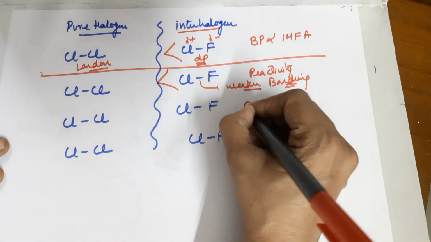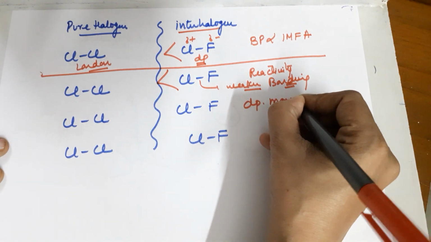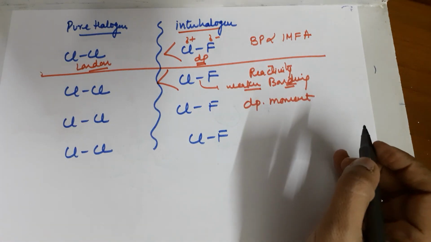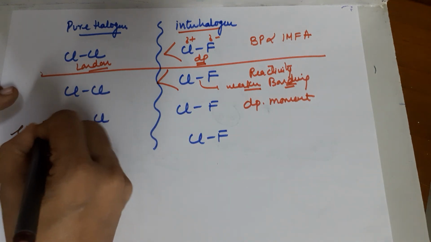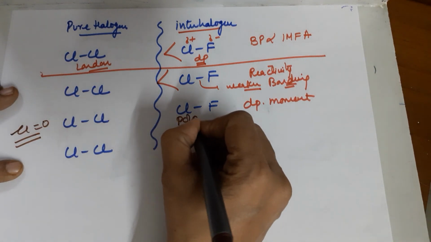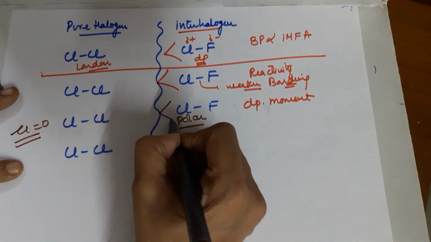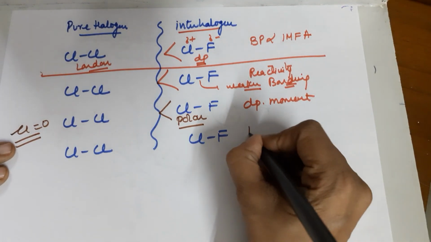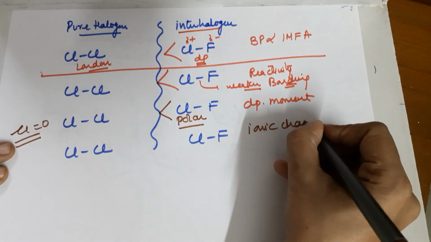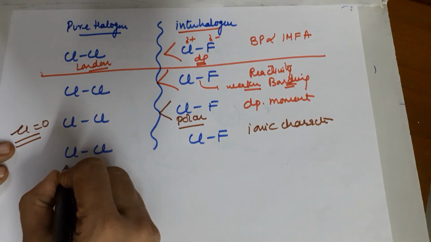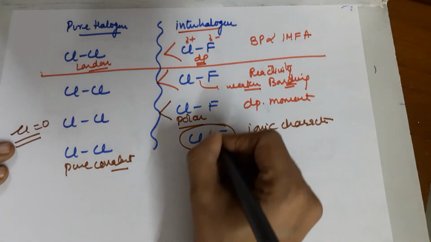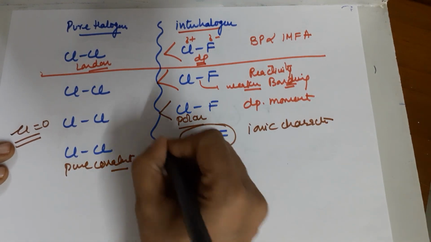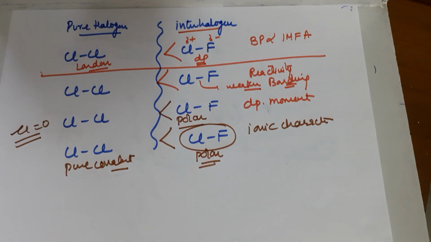Coming to the third property, the dipole moment. Here there is no dipole moment; the dipole moment is 0, while this is a polar molecule because there is a difference in electronegativity. Lastly, ionic character. Here it is pure covalent, while this would be comparatively a polar molecule. So the ionic character is also higher for the interhalogen compounds.